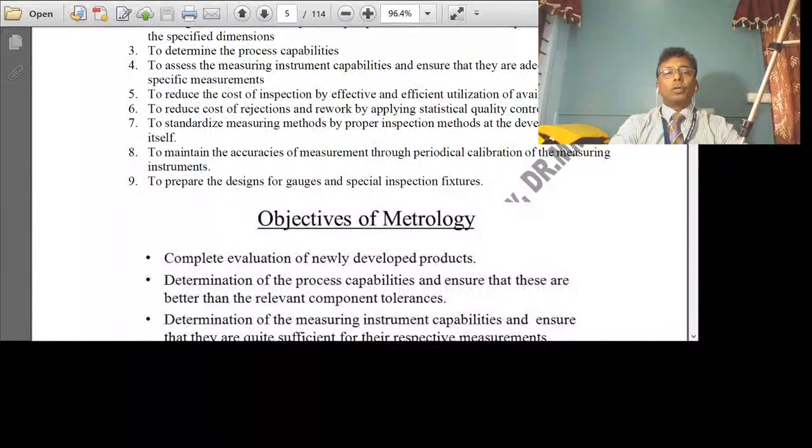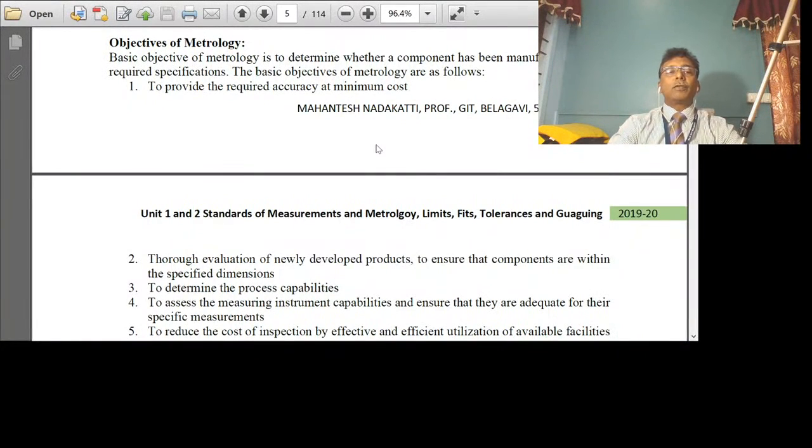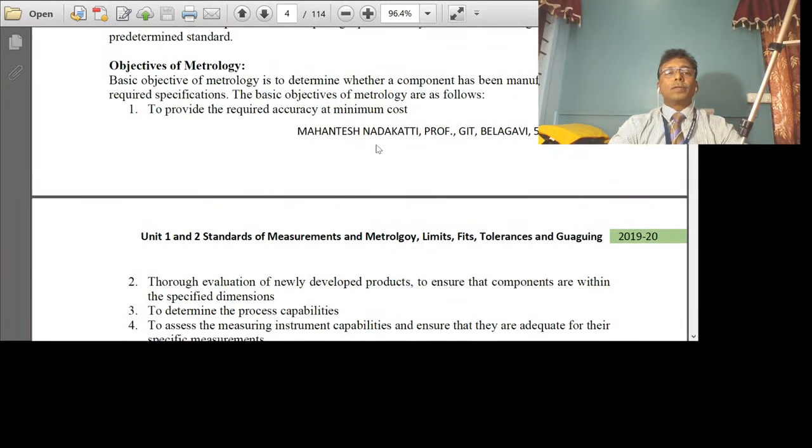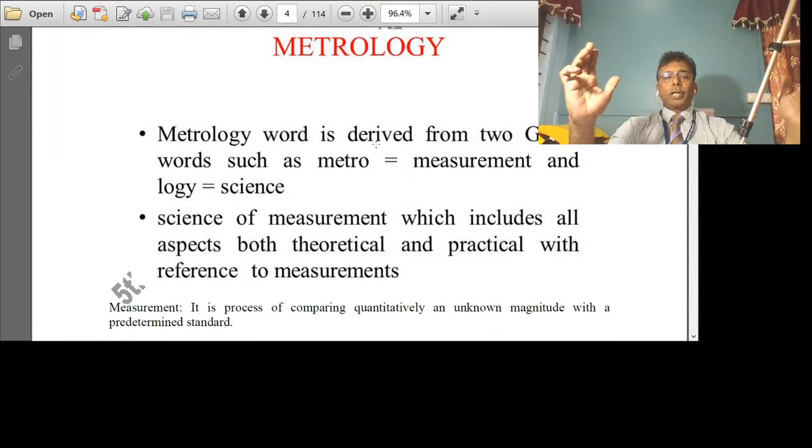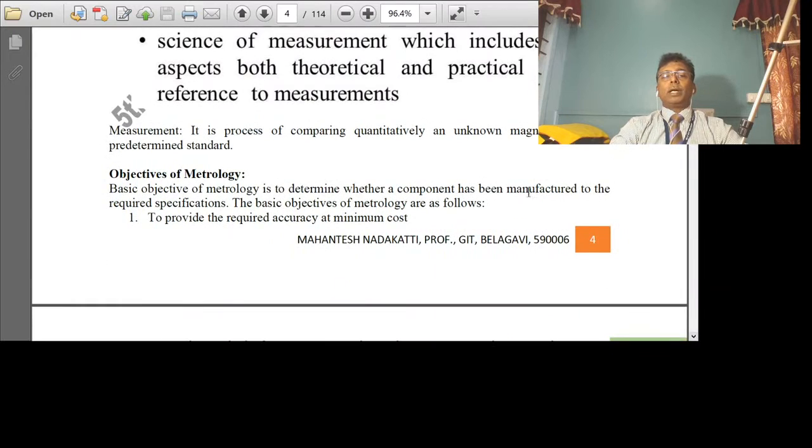Yes, what is metrology? Here is the definition. This is the first question. The word metrology is derived from two Greek words, metro meaning measurement and logy meaning science, science of measurement, which includes all aspects, both theoretical and practical, with reference to measurement. Measurement is the process of comparing a comparatively unknown magnitude with a predetermined standard. What are the objectives of metrology? This question carries 6 marks.